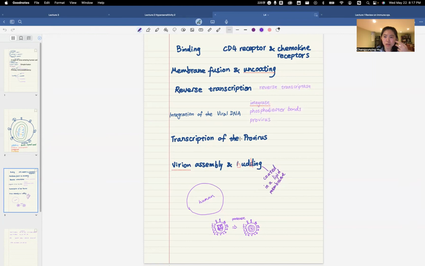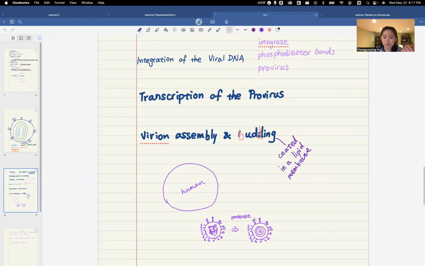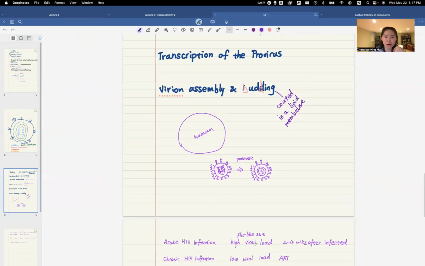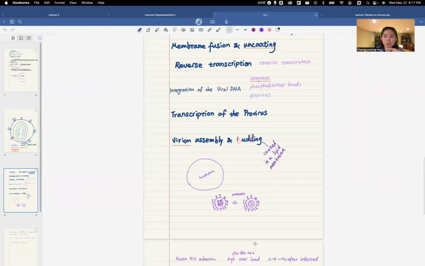When protein is assembled at the edge of the human cell membrane, budding happens and then it flows out. Then protease, the last enzyme, cuts these proteins into order and makes a new virus. It's the process of the HIV virus infecting a CD4 T cell.